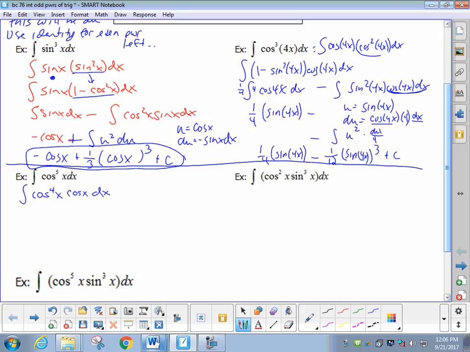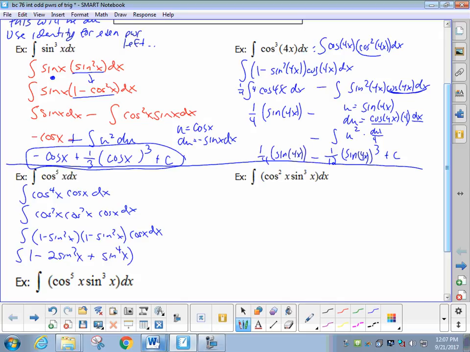What's that? Yeah, cosine squared. I guess I could have even gone this much. To use the identities, I need to go all the way to this place, yeah? Mm-hmm. All right, so that would give me 1 minus sine squared, 1 minus sine squared cosine. If I distributed that, I'd have something like 1 minus 2 sine squared plus sine to the 4th of cosine with a cosine out there.